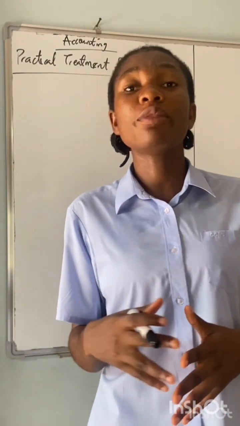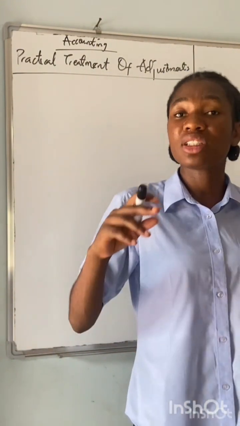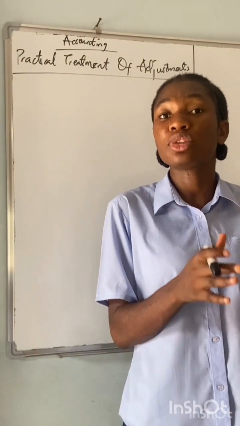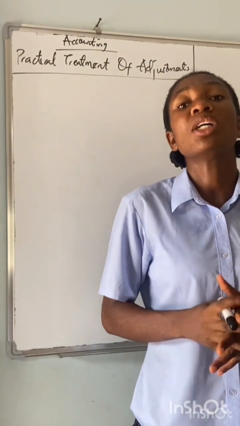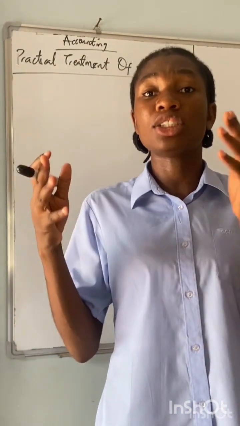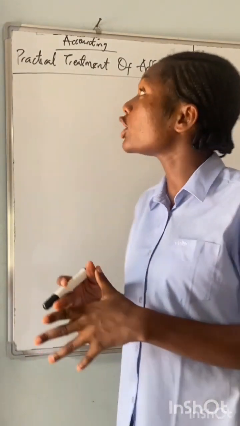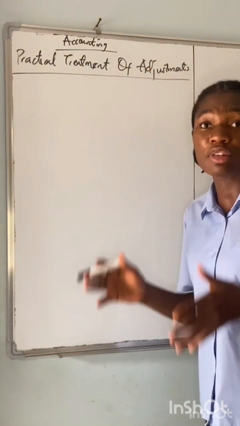We've dropped videos on the trading accounts, the profit and loss accounts. We've dropped videos on the statement of financial position, which we call our balance sheet, right? And then we have been able to look at the theoretical aspect of adjustments and provisions. So today we are going to be looking at the practical treatment of adjustments.